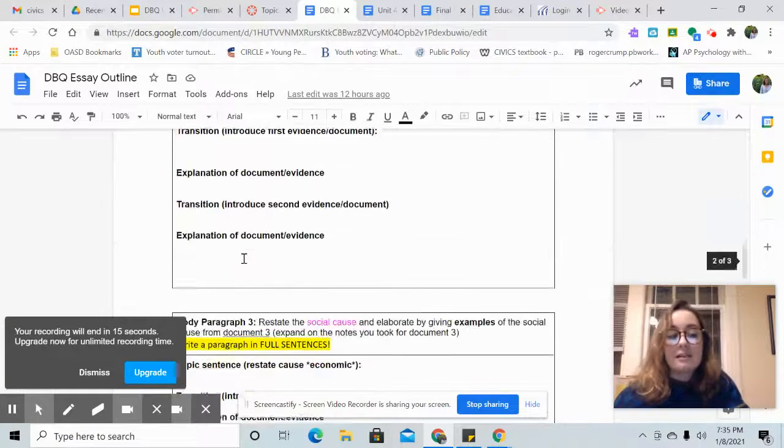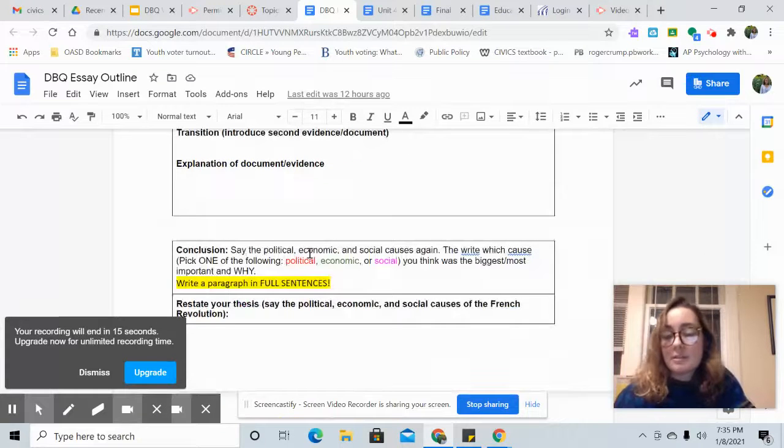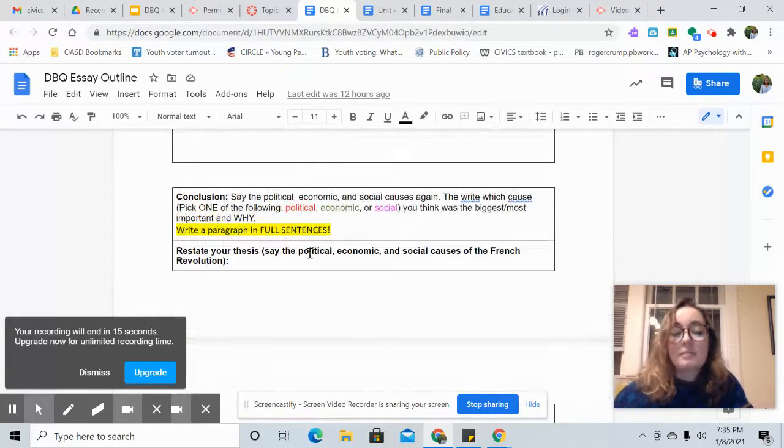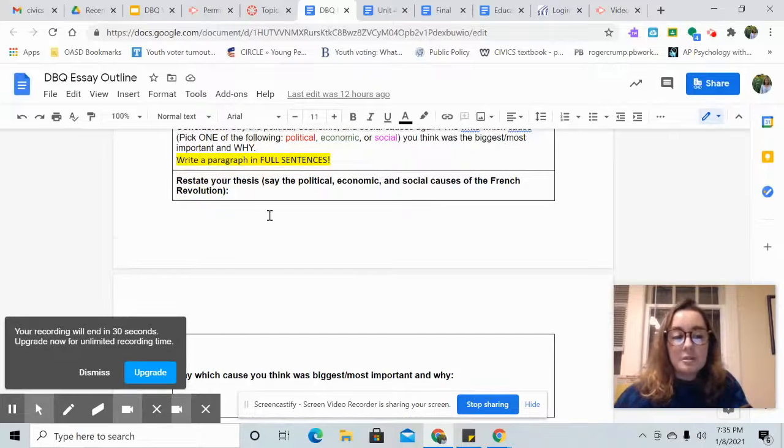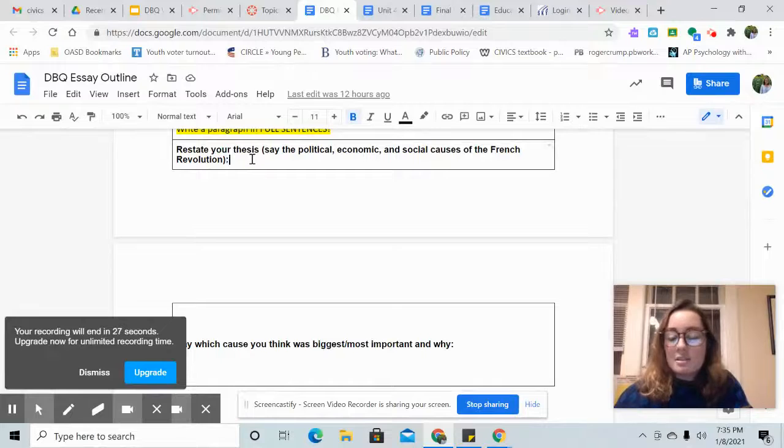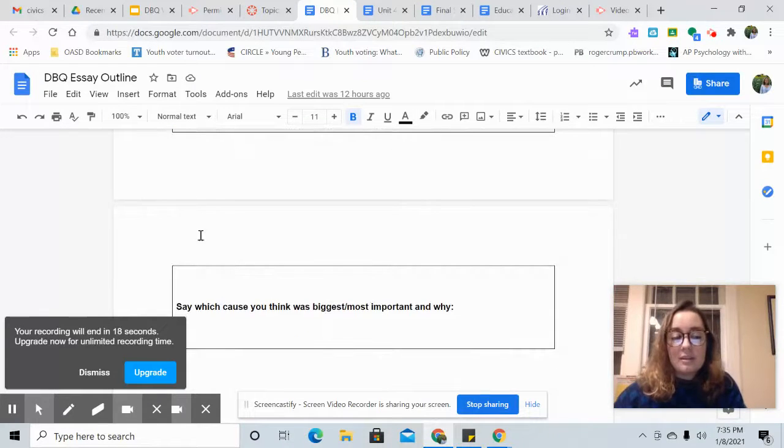And of course, you're doing the exact same things for the other body paragraphs, but just for economic and social causes. And then finally, the last paragraph, paragraph 5, is your conclusion. Very easy. You're just restating your thesis. So again, you're saying simply, these are the political, economic, and social causes of the French Revolution. And then you'll conclude, your last sentence or two should be your thoughts on what you think is the biggest or most important cause of the French Revolution and why. And that's it. You're done.